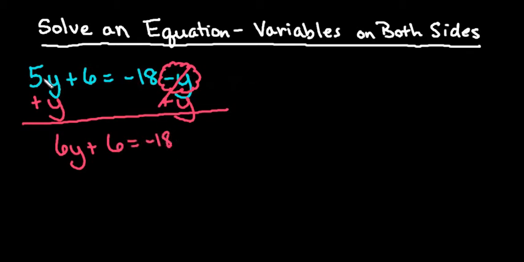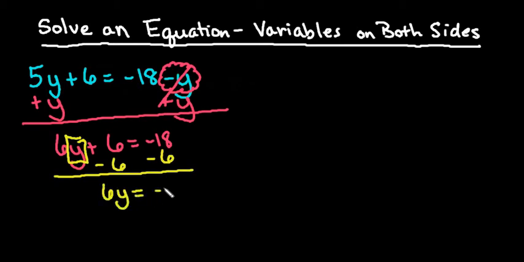I could have just as easily moved the 5y over there, but then I would have had a negative, and sometimes with negatives I find that students tend to make more mistakes. So our next step in getting y by itself, remember our goal, is to move any addition or subtraction terms. So I'm going to move the 6 by subtracting it from both sides. I would be left with 6y equals negative 24.